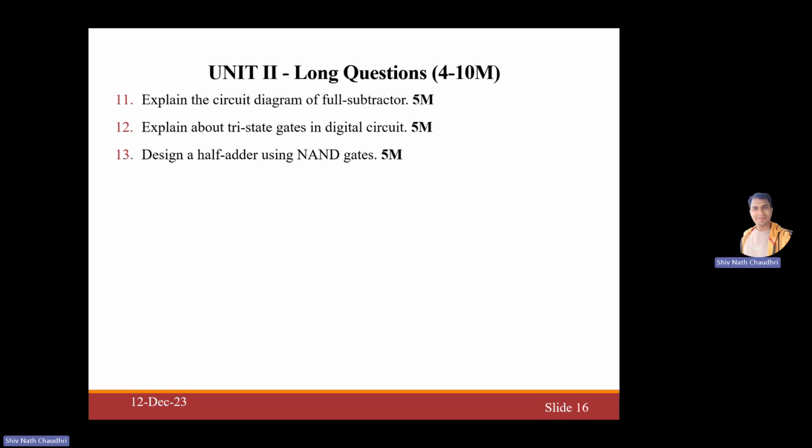The third one is design a half adder using NAND gates. So I have already discussed the universal properties for NAND gate, NOR gate can be implemented for basic gates or special purpose logic gates. Sometimes it is also asked for half adder, full adder, and half subtractor, full subtractor.